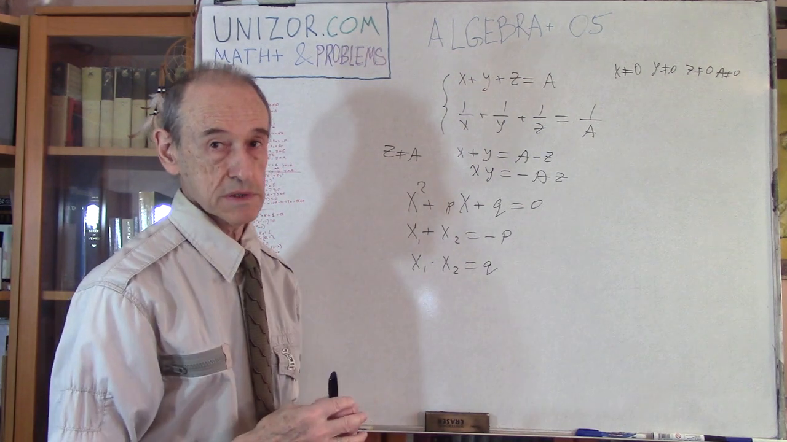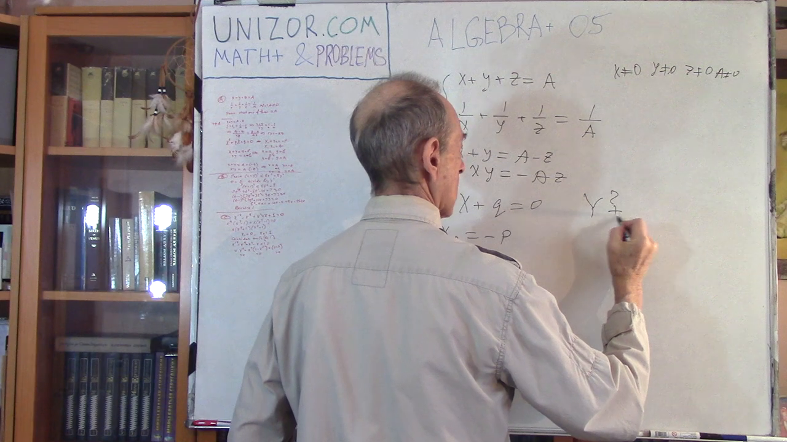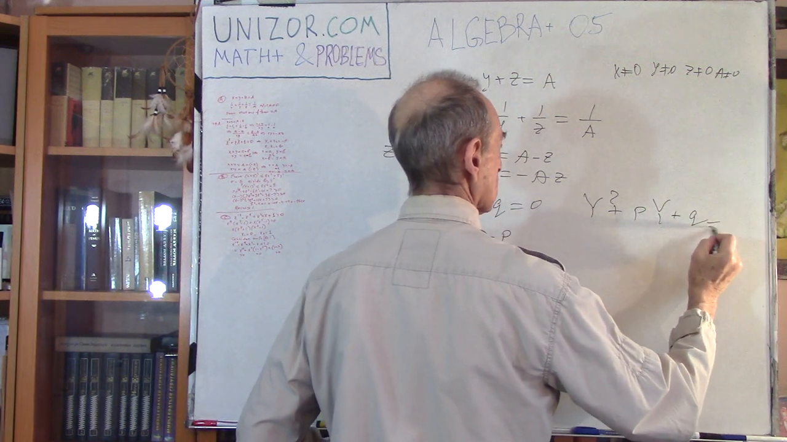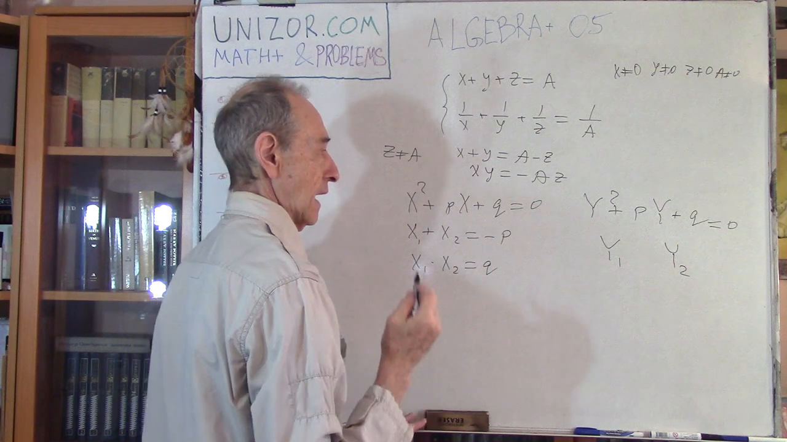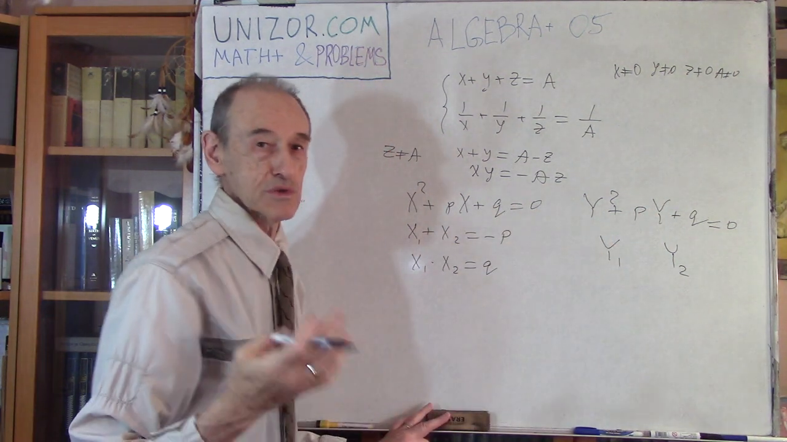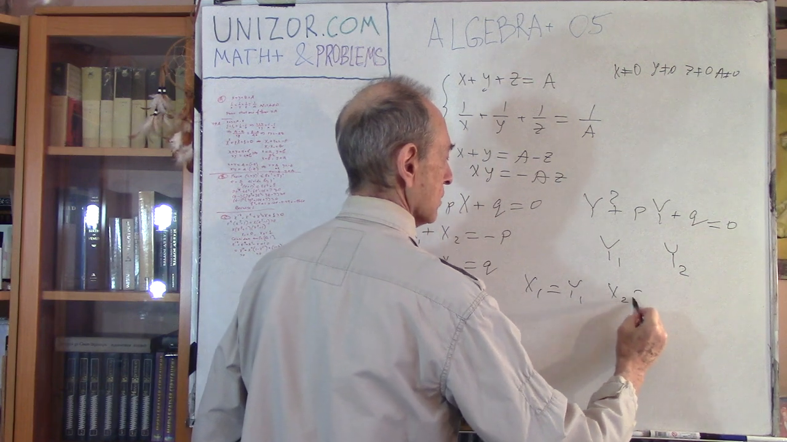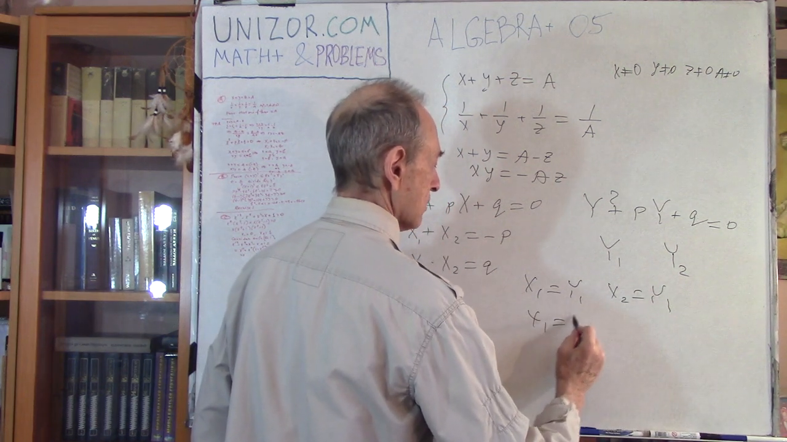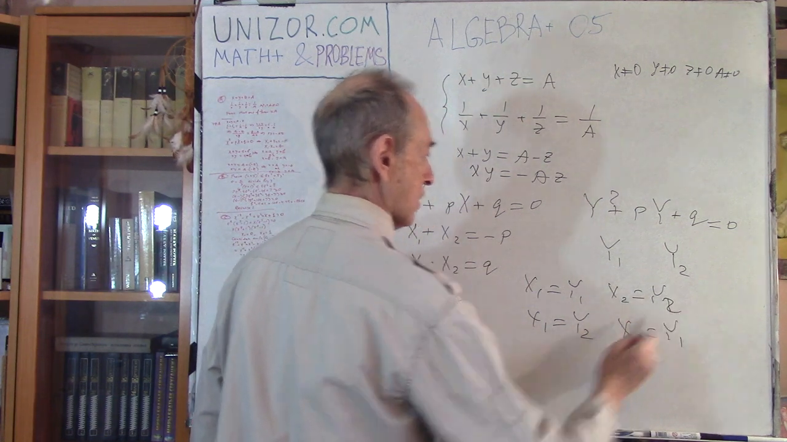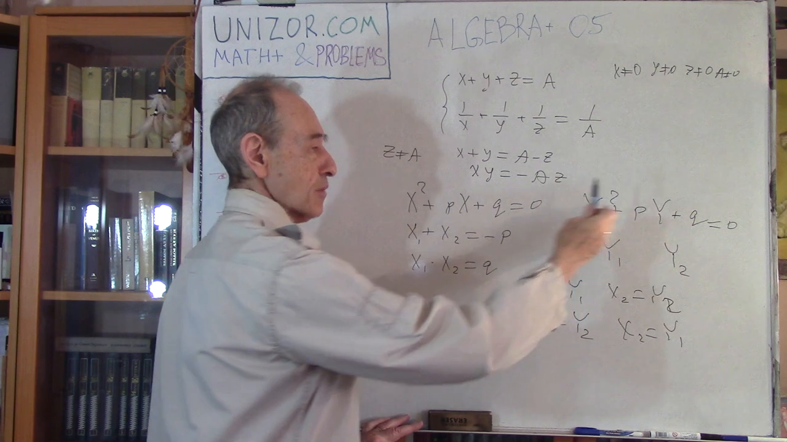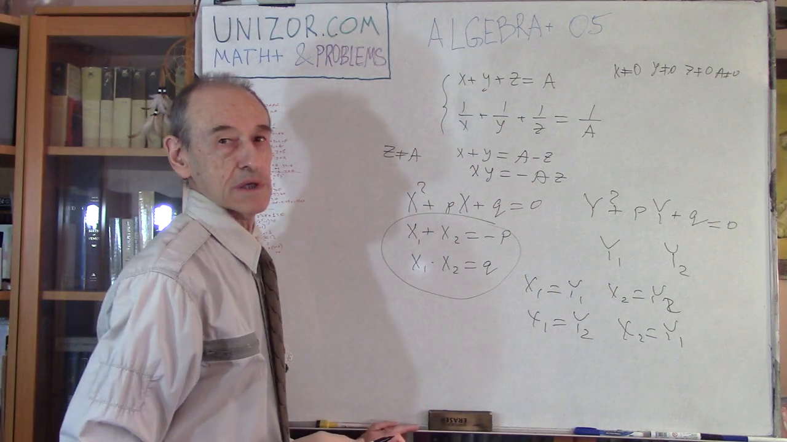Now, what follows from this? Well, what follows is that if you have another equation, let's say y squared plus py plus q is equal to zero, it also has two solutions, y1 and y2. Now, solutions to these two are supposed to be exactly the same, right? So it's either x1 equals to y1 and x2 equals to y2, or x1 is equal to y2 and x2 is equal to y1, right? So if you have the same quadratic equations, they have to have exactly the same roots. And the roots are completely defined by this property.